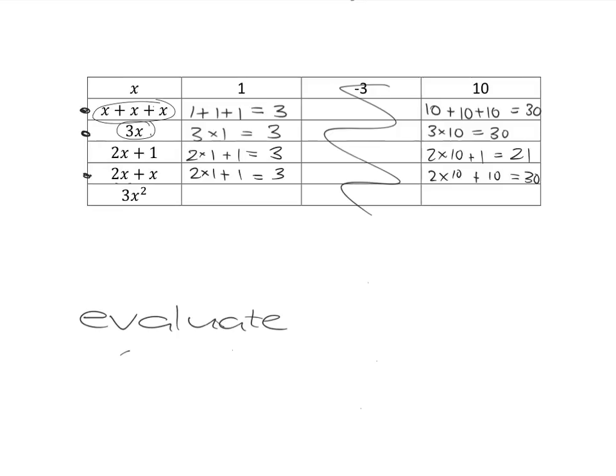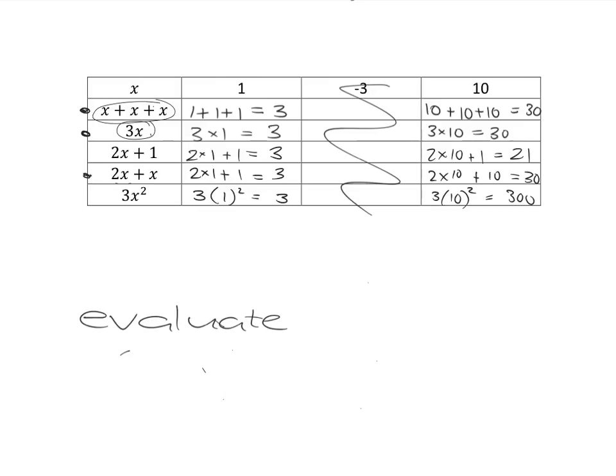which we saw was exactly the same as x plus x plus x. All right, what about 3x squared? Here you go, 3, and then you take 1 squared. 1 squared is 1, times 3 is 3. And for 10, it'll be 3 times 10 squared. 10 squared, 10 times 10 is 100, times 3 is 300.